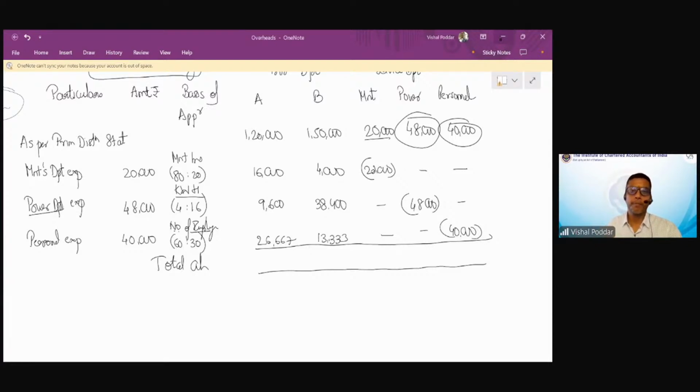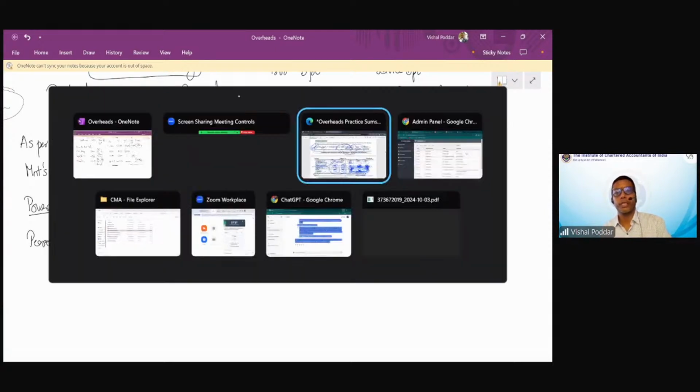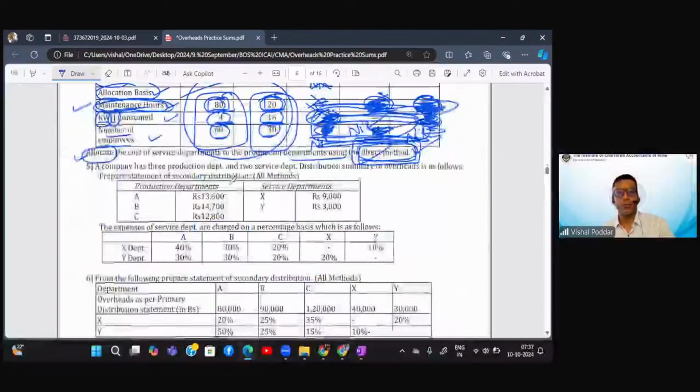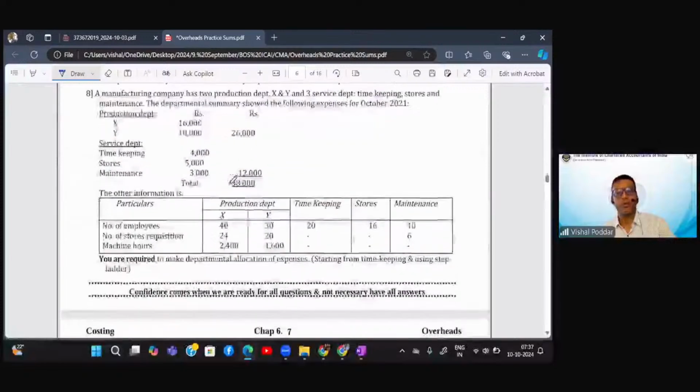Now in this question, there were 2 production, 3 service, and the method was personnel. Now Tambeshwari wants to know, please sir, what will happen in the same scenario with 3 service departments if the method is step ladder? No problem. There is an answer to everything. So this is the question. Question number 8. Now what is given?